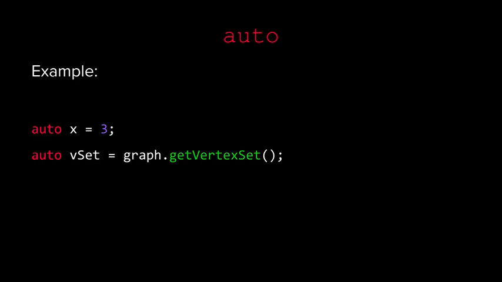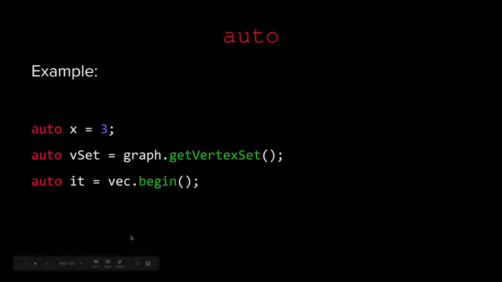The most useful place for auto, I think, is with iterators. You saw that the type of the iterator was this ghastly thing where you had set, int, colon, colon, iterator. So it's very nice to be able to do auto it equals vector begin. This is the most common use case of auto, I think.